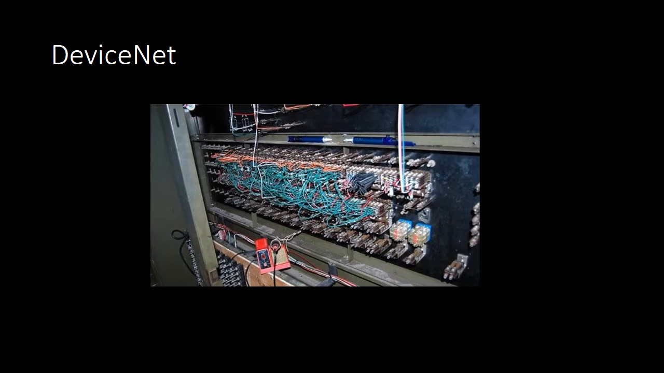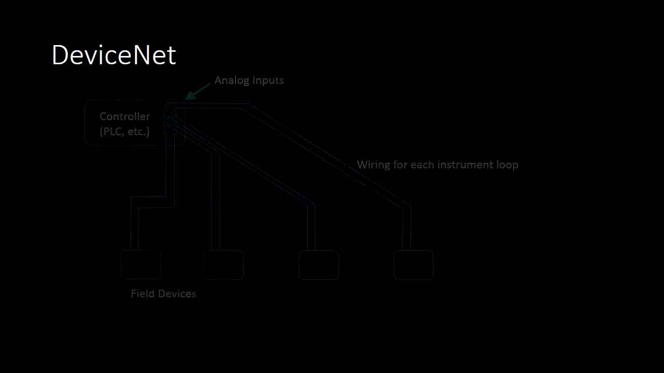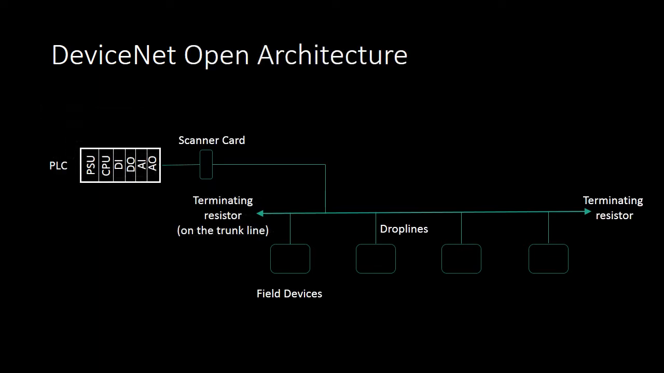DeviceNet is a communications protocol developed to eliminate the need for ever more complex wiring associated with the increasing automation of industrial processes. It replaced the single-loop electrical signal for each device with a single cable to communicate digitally with each device and provide power. Typically, this configuration consists of a trunk line out to the field with drop lines to each device.